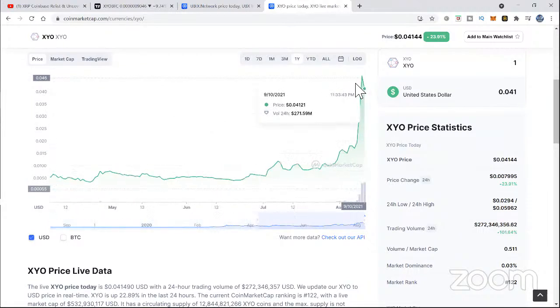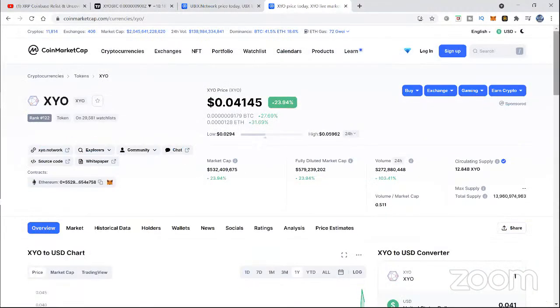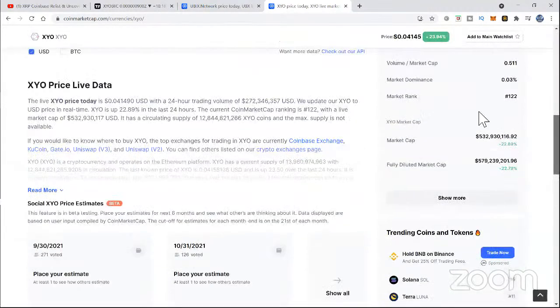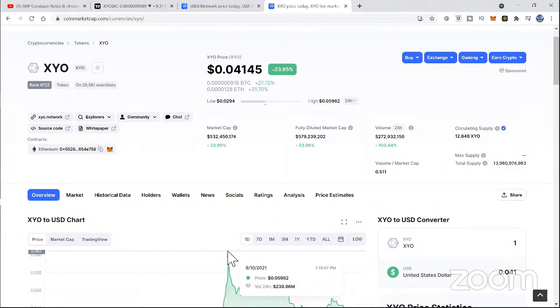I'm not sure why it says, I don't know why it says 0.046 there. We went as high as 6 cents today. I'm not sure why it's not showing it here. Let me put it on the daily. Maybe it'll show it on the daily. Oh, so there you can see it, guys. 0.059. So 6 cents was what we reached today.